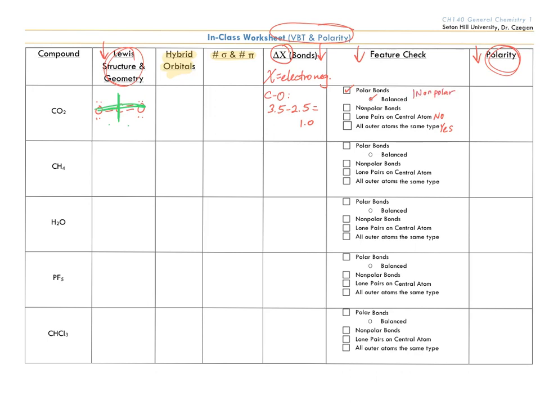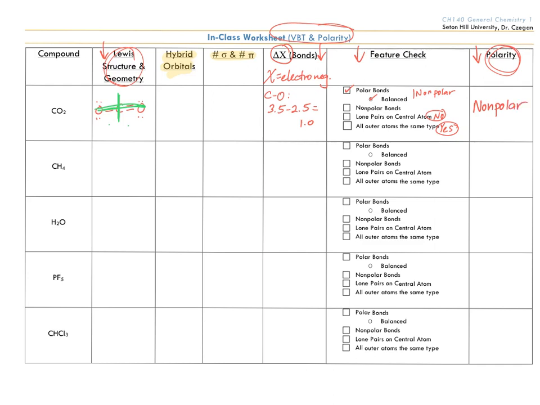The other way we can do it is using the flow chart. This is not an ion. There are no lone pairs on the center atom. All outer atoms are the same type. That's one of our we should know lines because it happens so often. So when those things are true, it's nonpolar.